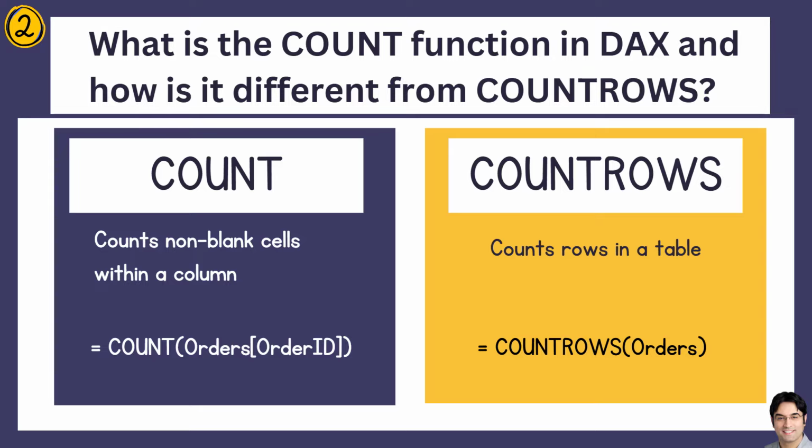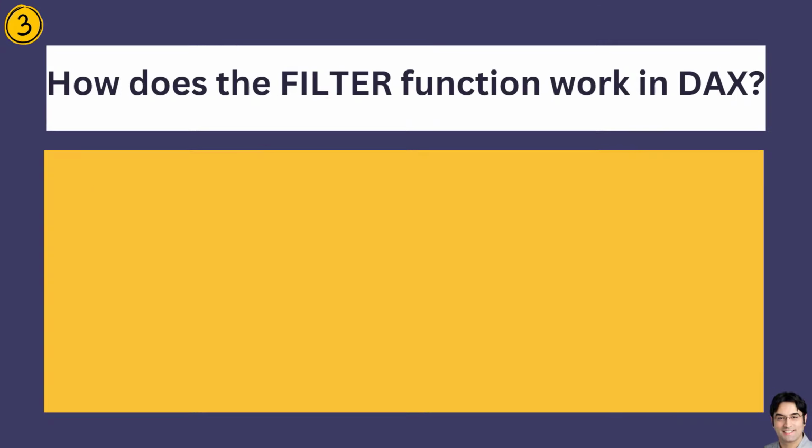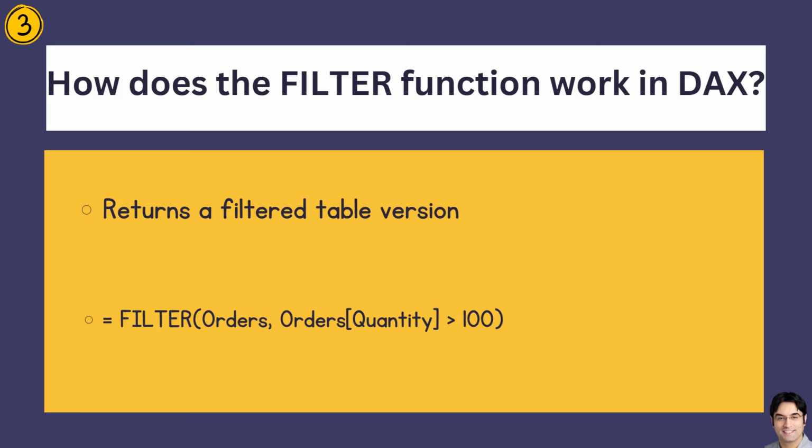Now with each question, we're peeling back layers. Ready for the next one? Here it comes. Question number 3. How does the FILTER function work in DAX? And here's how I would answer this question. The FILTER function in DAX creates a new table from part of another table based on a condition. For example, the FILTER function that is currently displayed on the screen makes a table with only the orders where the quantity is more than 100. It's great for creating calculated columns or measures that need specific conditions. FILTER helps refine data before doing calculations on it.